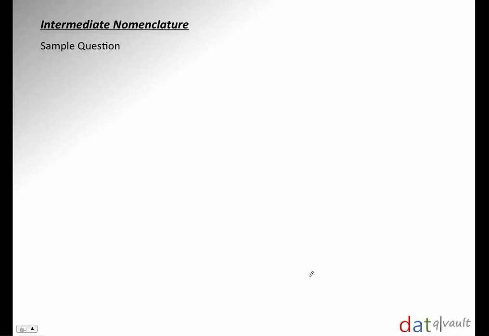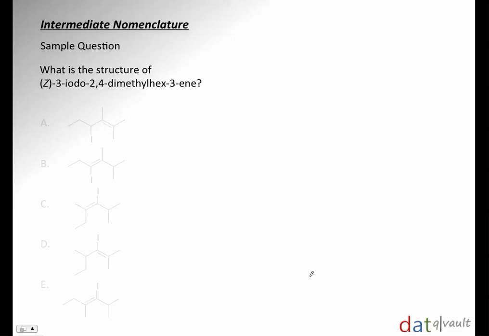Alright, let's do a sample question really quick, similar to one that you will see on the DAT. The question is, what is the structure of Z-3-iodo-2,4-dimethyl hex-3-ene? These are your options, so why don't you give it a try, pause the video, and then we'll come back and solve it together.